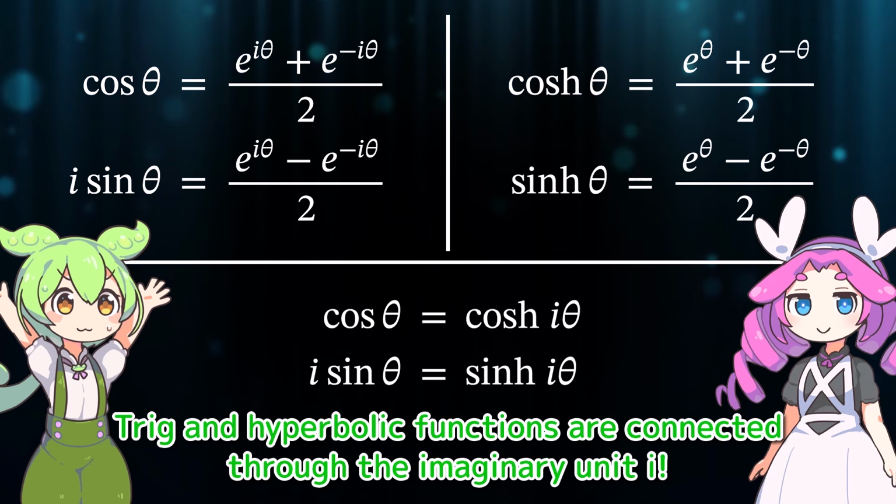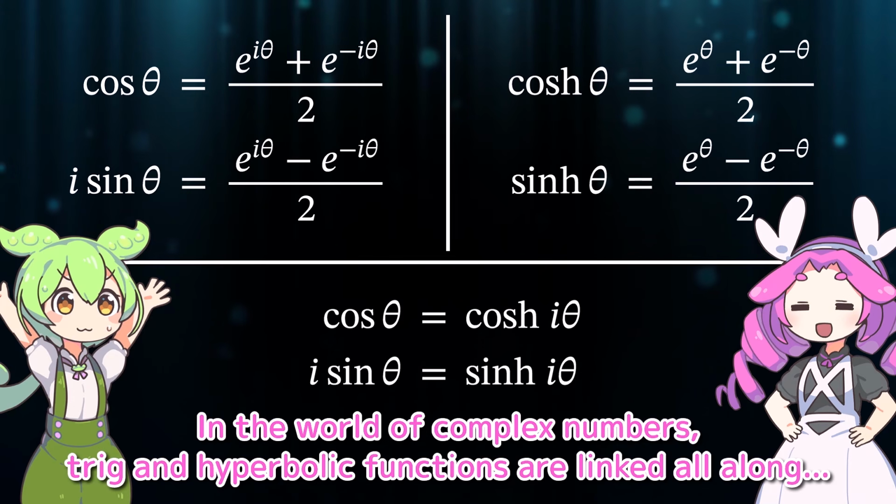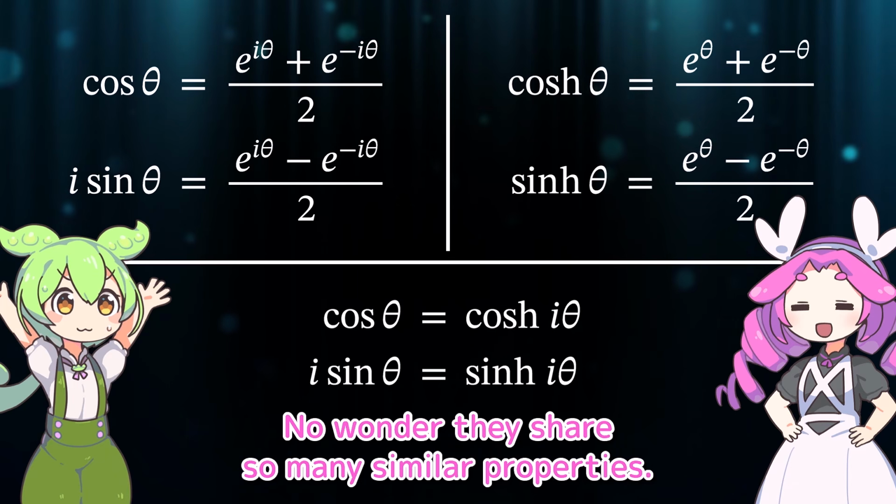This is... trig and hyperbolic functions are connected through the imaginary unit I. In the world of complex numbers, trig and hyperbolic functions are linked all along. No wonder they share so many similar properties.